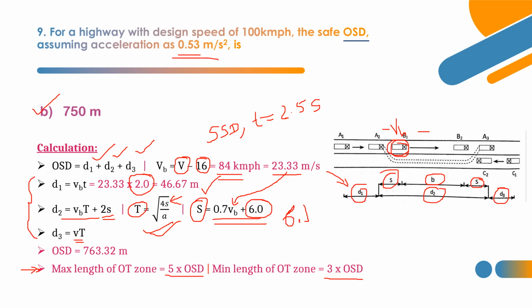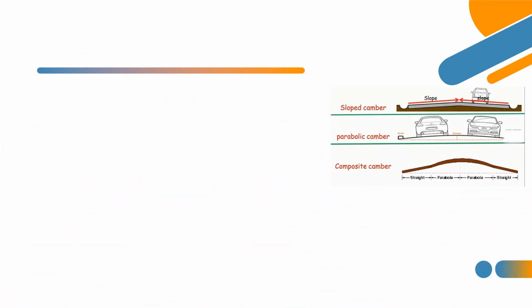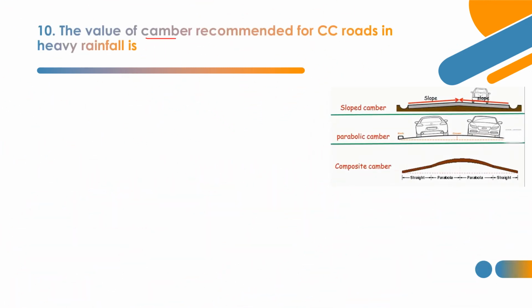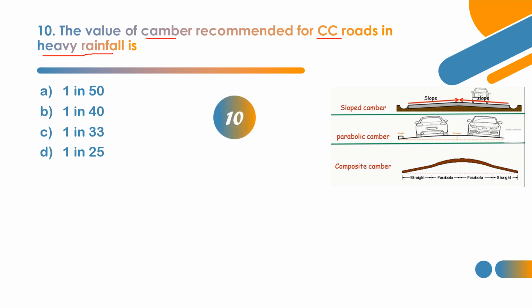Now let's move on to the last question, the 10th one. This is based on camber. So value of camber recommended for cement concrete roads in heavy rainfall. In heavy rainfall, what is the camber in case of cement concrete roads? Whether it is 1 in 50 or 1 in 40 or 1 in 33 or 1 in 25. What is the basic value of camber recommended as per IRC for cement concrete roads during heavy rainfall? So the answer is option A, 1 in 50.